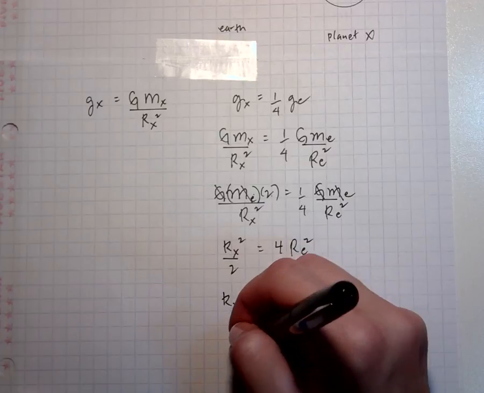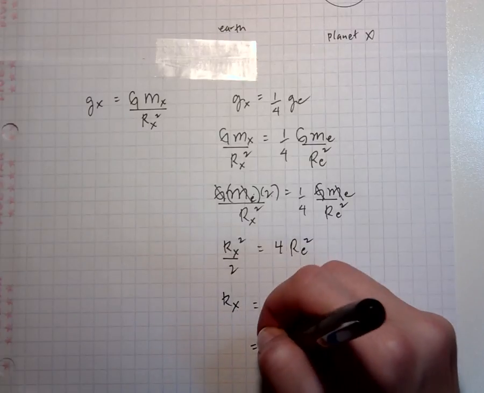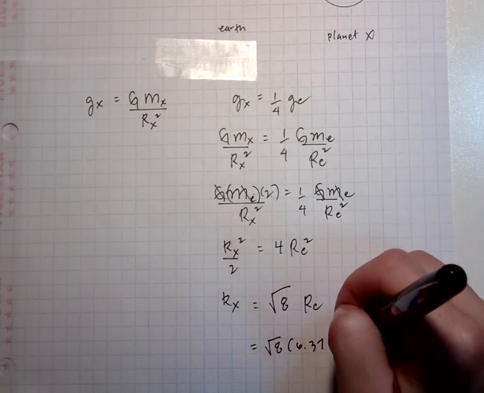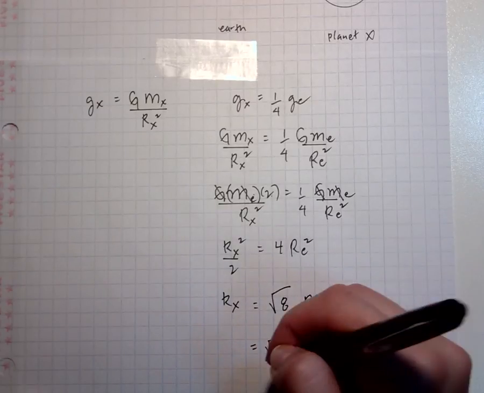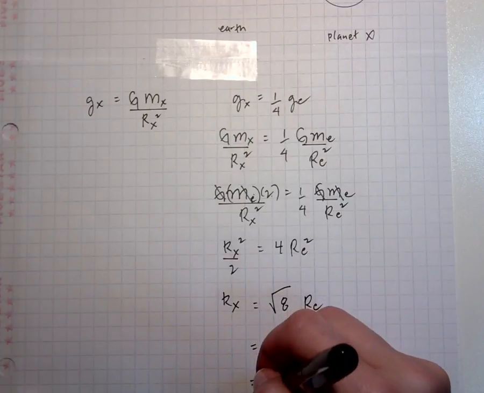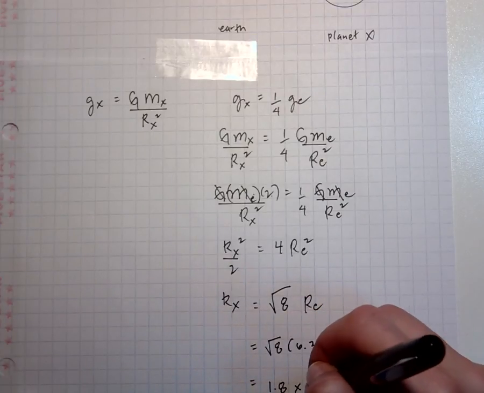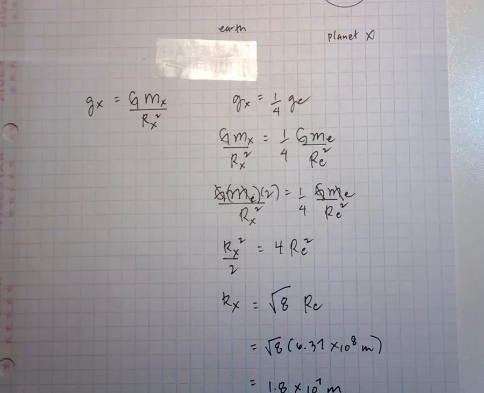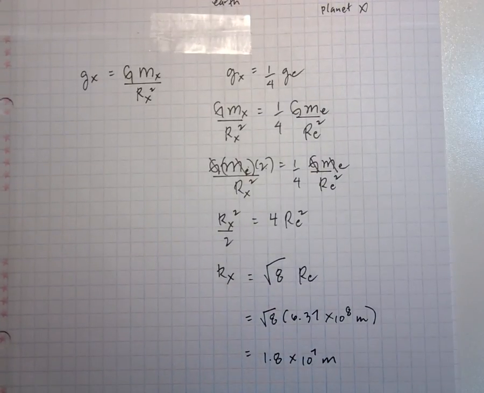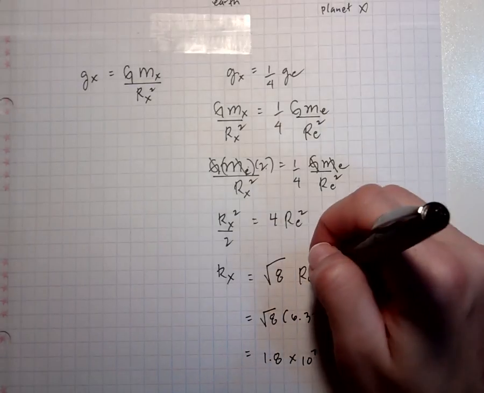So now let's plug in. We know the radius of the Earth, 6.37 times 10 to the 6 meters. Now we get a radius for planet X of 1.8 times 10 to the 7 meters. So the radius of planet X is about 2.8 times the radius of Earth.